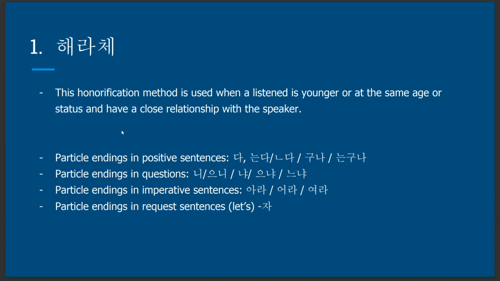For example, we know there are four types of sentence endings. In a positive sentence, it usually ends with 다, or 는다, 는구나, 있는구나. And if you want to ask something and make an interrogative sentence, you'll use 느니, 니, 으니, 냐, 으냐, 느냐. And if you are using an imperative sentence, like go there or give it to me, you need to use 아라, 어라, 오라, 여라. And in a request sentence, like let's go or let's see, you just attach 자 to the word.